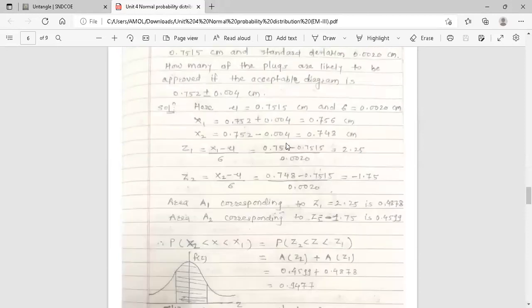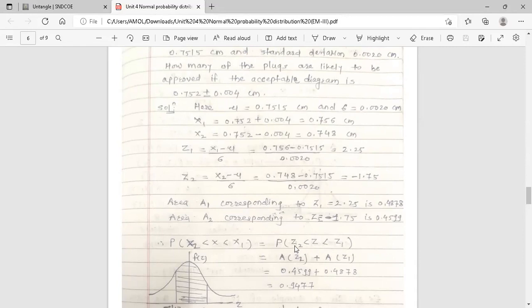Now, we want how many of the plugs are likely to be approved if the acceptable diameter is given, so find the probability. It means find the probability between x2 and x1. Here x2 is small and x1 is a large value. Now how to find the probability between x1 and x2? First convert x1, x2 in terms of z1, z2 using the relation. Now after finding z1, z2, you find the probability between z1 and z2.